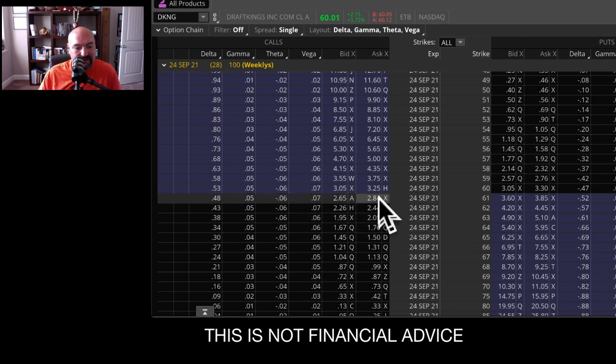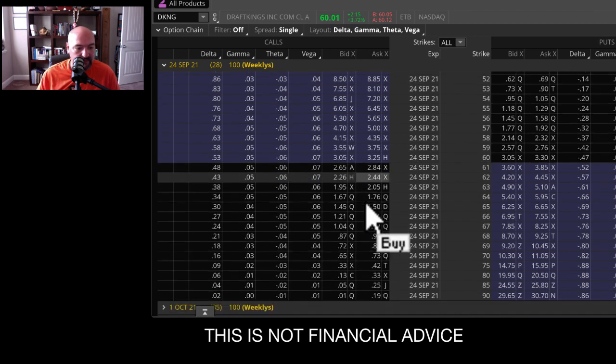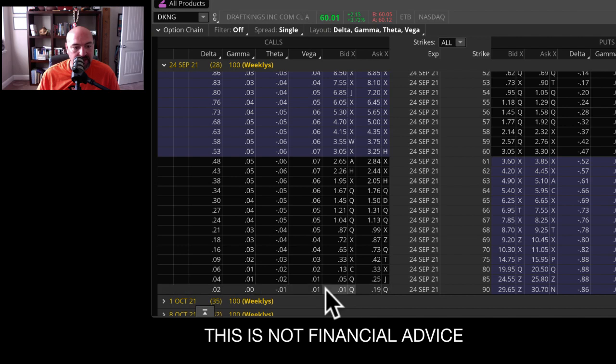But now, so that's at the money. VEGA's 0.07. If we look further in the money, we could see that it starts to decrease, 0.06, 0.05 at the 55 strike, 0.03 at the 51 strike. DraftKings is currently trading right around $60. And as we go further out of the money to 90, 0.01. Now let's move down to some other dates.